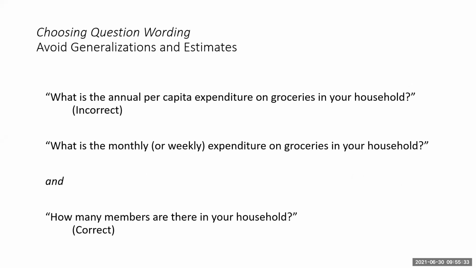Question wording. What you see in the first sentence is incorrect. What is the annual per capita expenditure on groceries in your household? Annual per capita, so per head. Annual is very difficult for people to recall, but if you ask, what is the monthly or weekly expenditure on groceries in your household, it is a little better. And then you can ask how many members are there in your household. So you divide the monthly expenditure by the number of people, and it will give you the per capita.